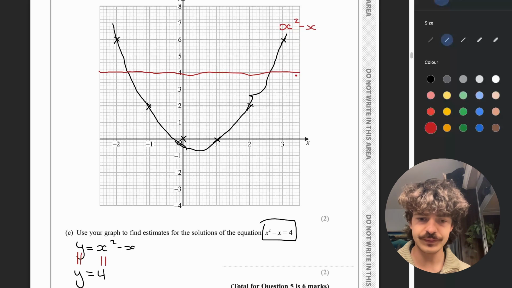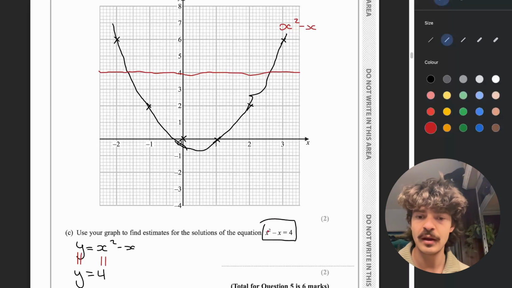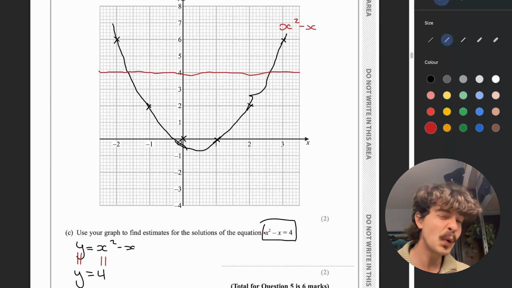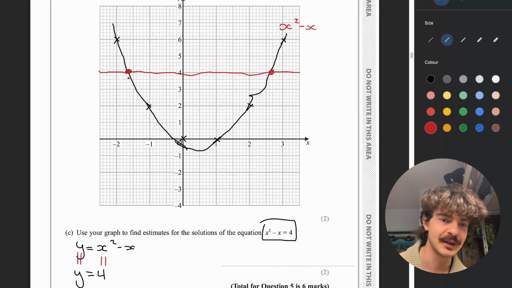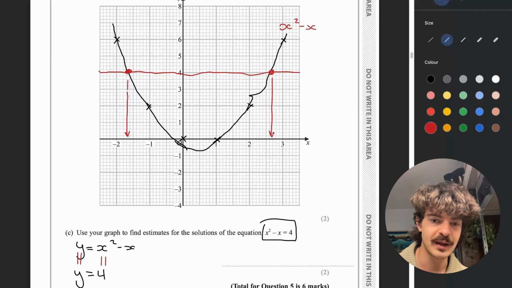Now, we're not quite there. We haven't quite got our answers. Use a graph to find estimates to the solutions. Solutions in this case means what are the x values that work for both of these equations where they're equal? And that, of course, is going to be where they cross. What are these x values? There we go. And we've got another one over here.